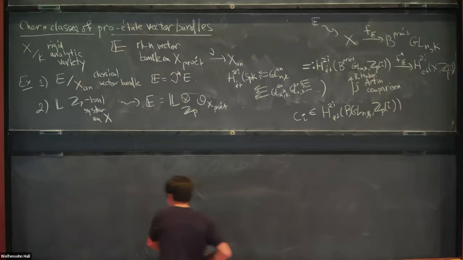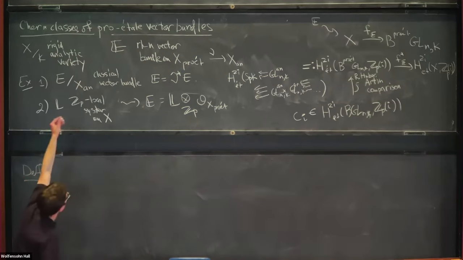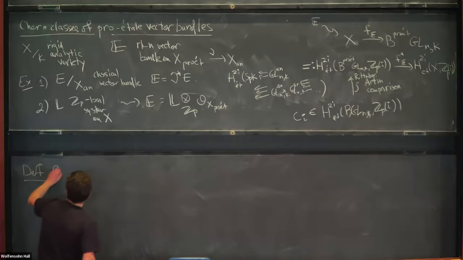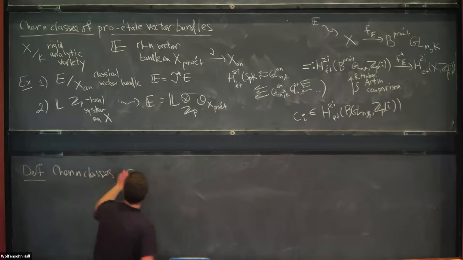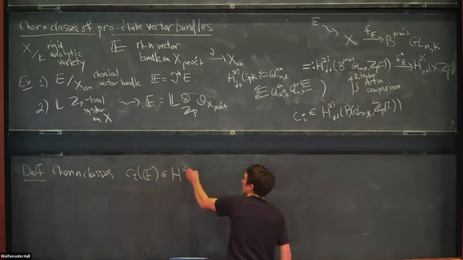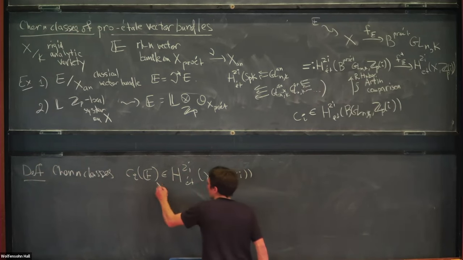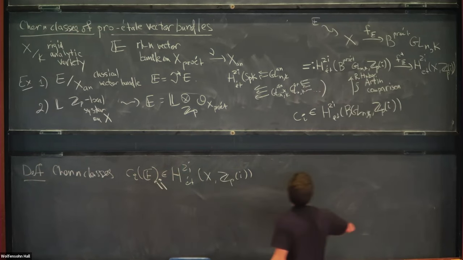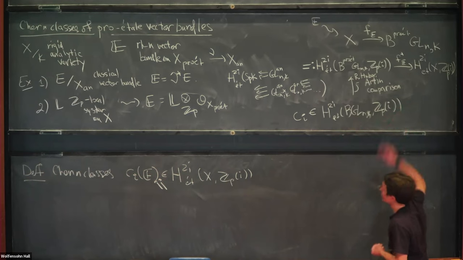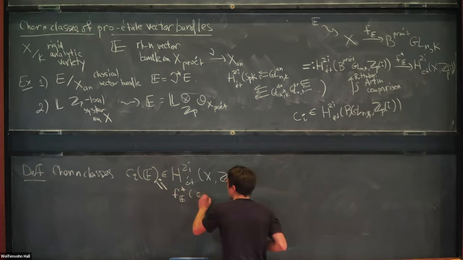So, definition: again, in the previous setup, I have a pro-étale bundle E on X. So Chern classes, which I would denote c_i(E), are defined as images of these universal classes under this pullback under the classifying map. Okay, not so surprisingly.